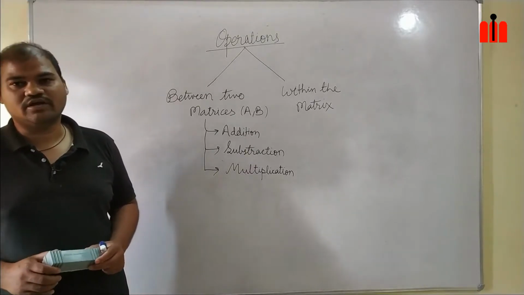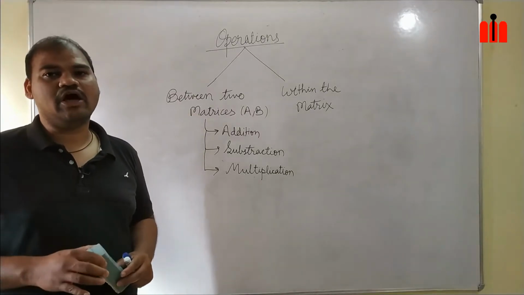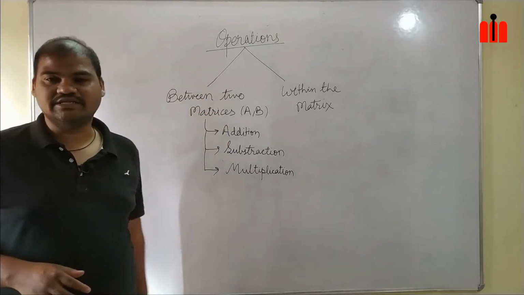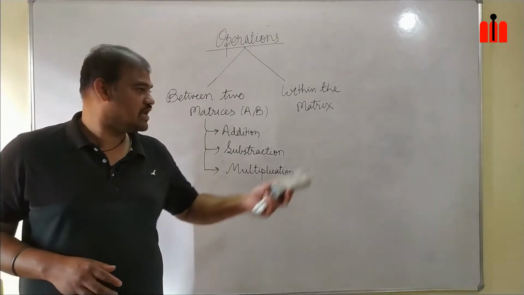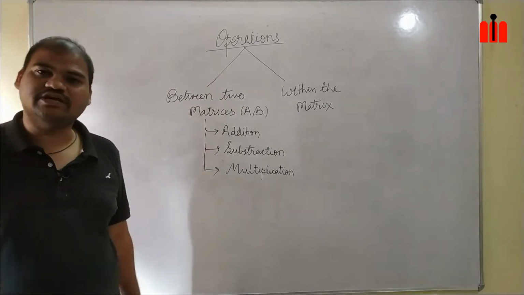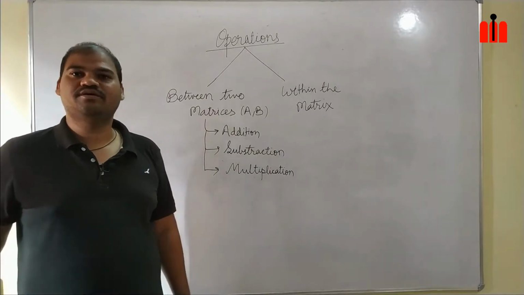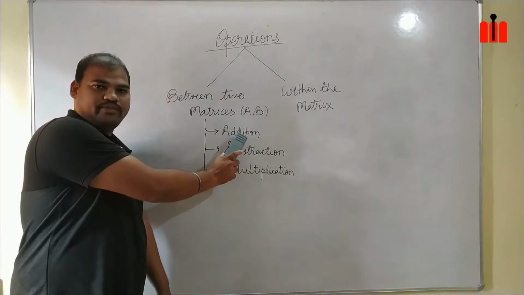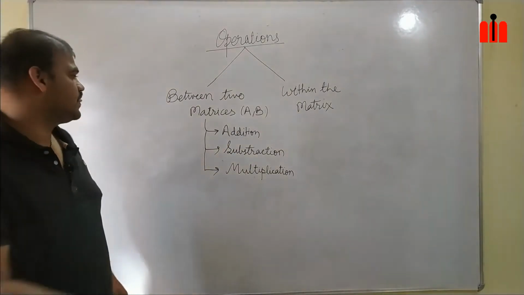So what is the roadmap of today's class? Today we will be learning the operations of matrices. In operations of matrices there are two types: operation between two matrices and operation within the matrix. We will discuss operations between two matrices, that is addition, subtraction and multiplication. Let's move on to the addition section now.